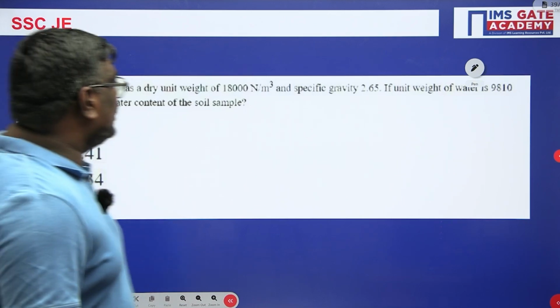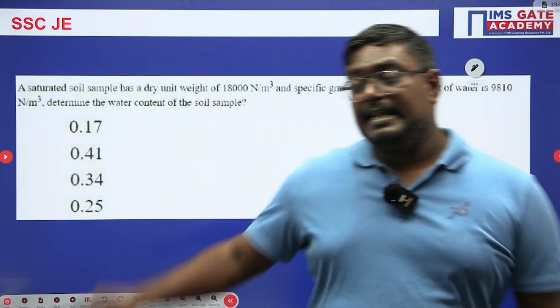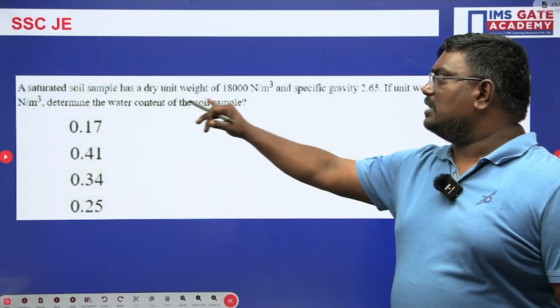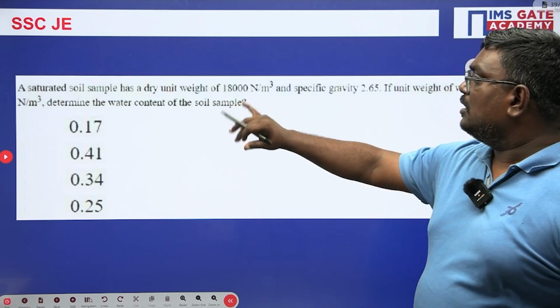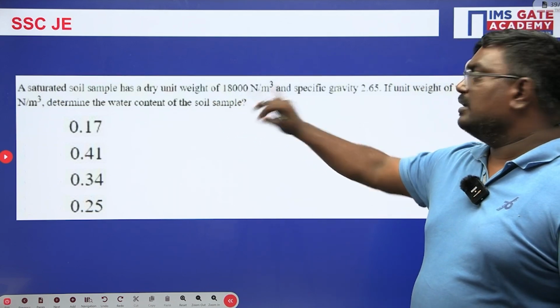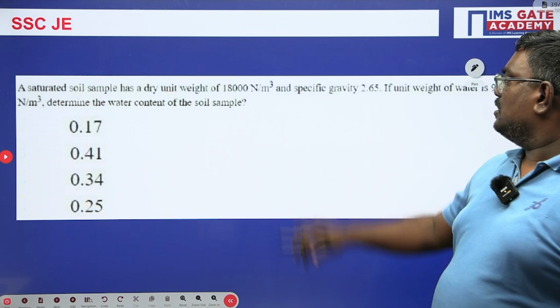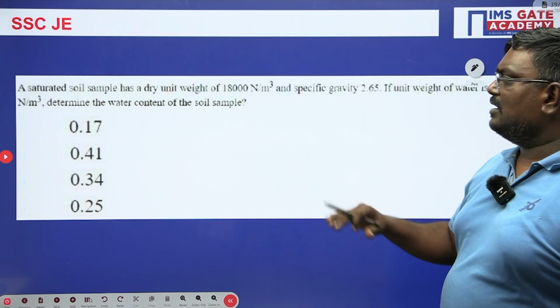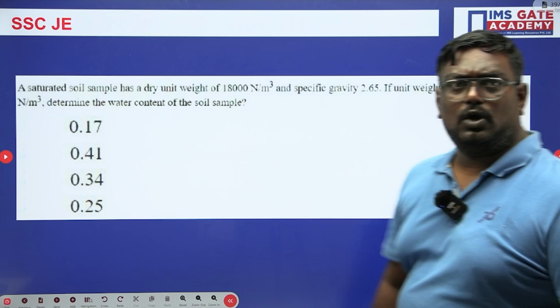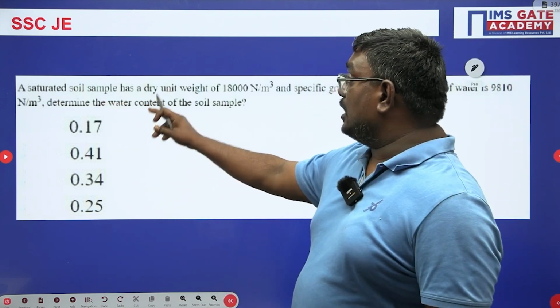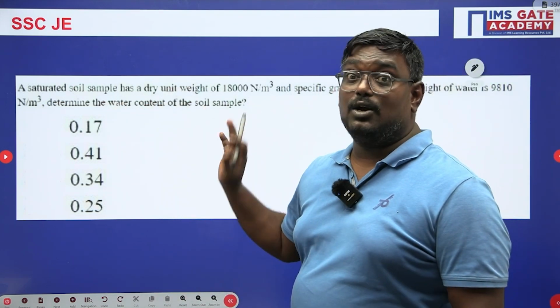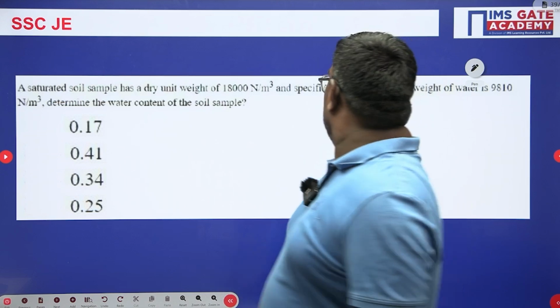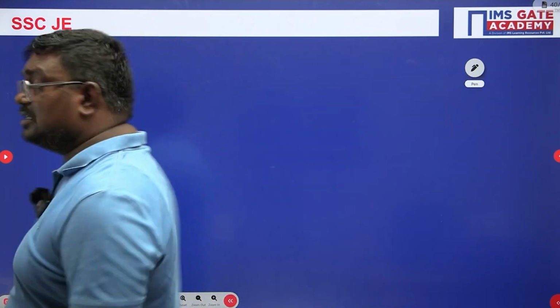Now, a saturated soil sample has a dry unit weight, gamma D, they have given, sir. And specific gravity of 2.65. The unit weight of water is given. Determine the water content of the soil. Sir, a saturated soil sample has dry unit weight. They are not giving gamma, gamma D they have given. Okay. And they are asking water content.